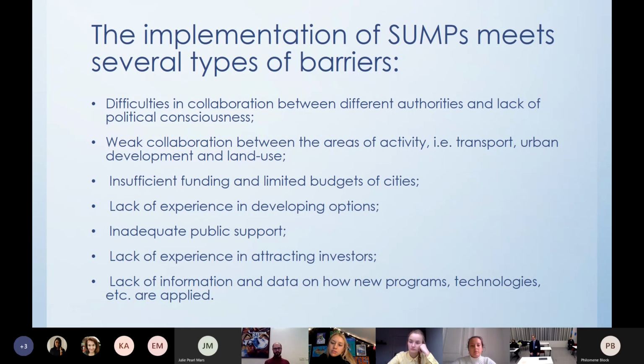If the Ministry of Environment is launching the project, then maybe the Ministry of Finance will not support it. Why? Just without any reasoning, because they say they know what is needed for the country, even in the field of environmental protection, and not the Ministry of Environment, for example. So those bad situations, no collaboration between different authorities, could be serious barriers. Also weak collaboration between the areas of activity, transport, or urban development and land use. These are different authorities, different stakeholders. Or, for example, inadequate public support.